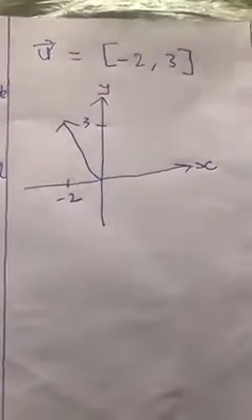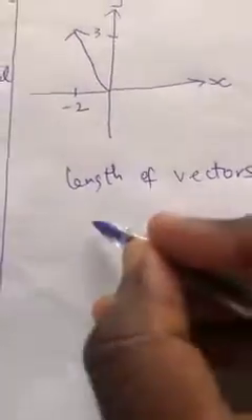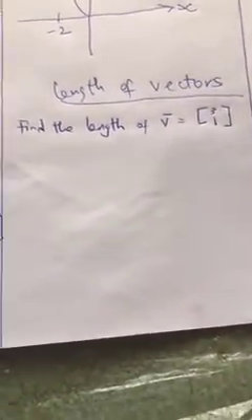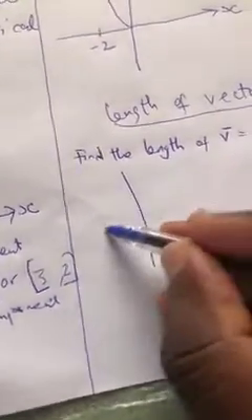Now let's move on to finding the length of vectors. Like I said, we are going to talk about the length of vectors. Let's say we have this question and they said find the length of vector v, which is equal to (3, 1). Of course, you know this is the x component, and this is the y component. So this is how you are going to do it. First of all, you are going to draw whatever you think you have.